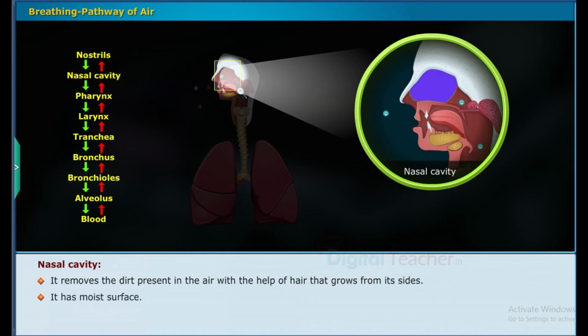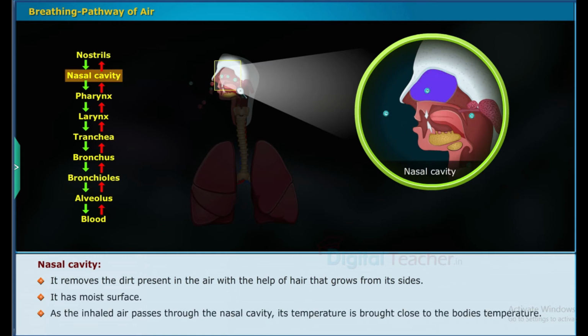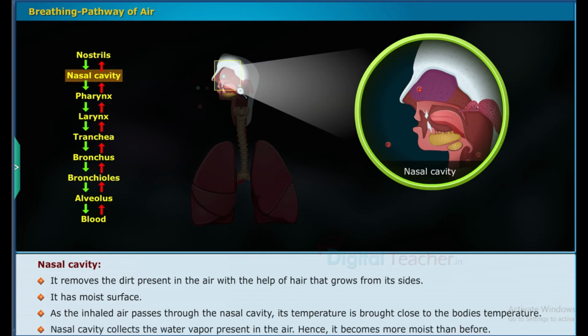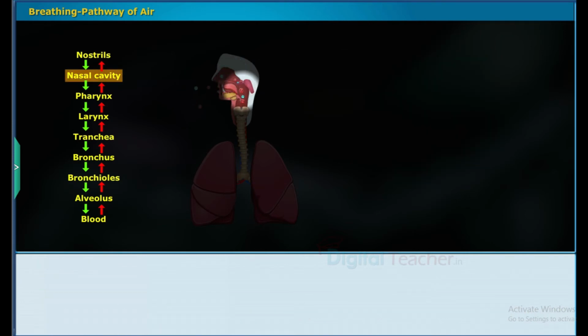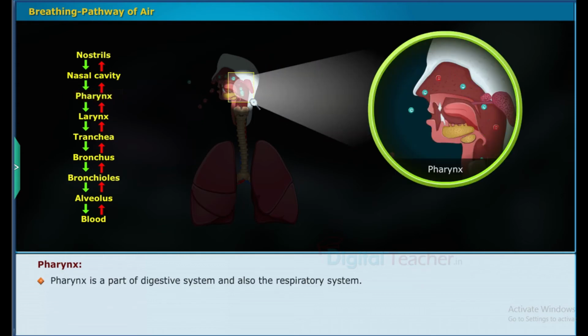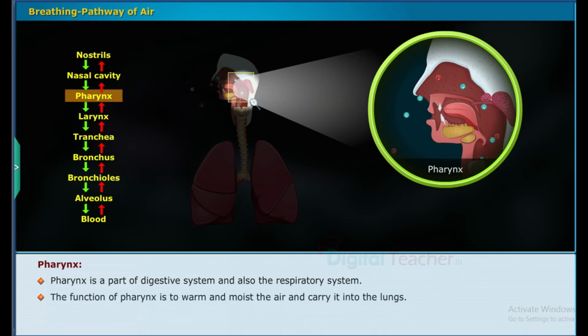It has a moist surface. As the inhaled air passes through the nasal cavity, its temperature is brought close to the body's temperature. The nasal cavity collects the water vapor present in the air, hence it becomes more moist than before. Pharynx. Pharynx is a part of the digestive system and also the respiratory system. The function of the pharynx is to warm and moisten the air and carry it into the lungs.